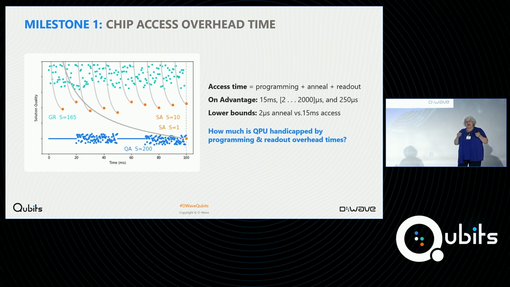So milestone 1, chip access overhead time. This is just a diagram. It's not data at all. It's a cartoon to explain how things work. But you can see solution quality, lower is better on the y-axis, computation time increasing on the x-axis. And different kinds of solvers worked in different ways.